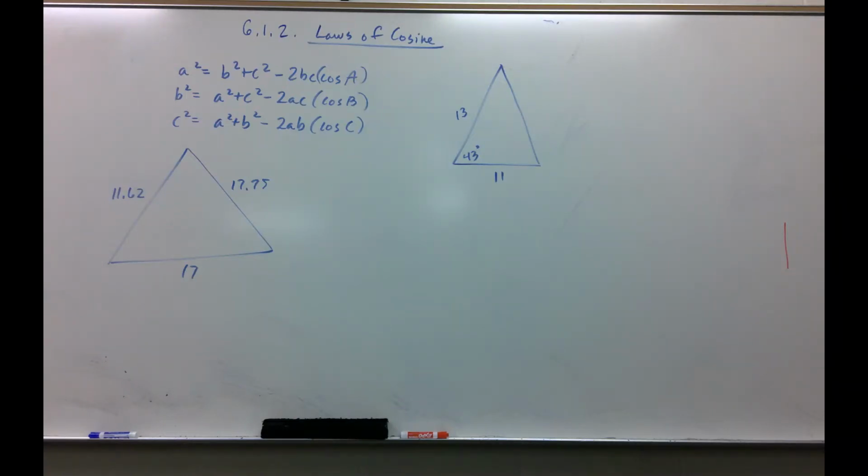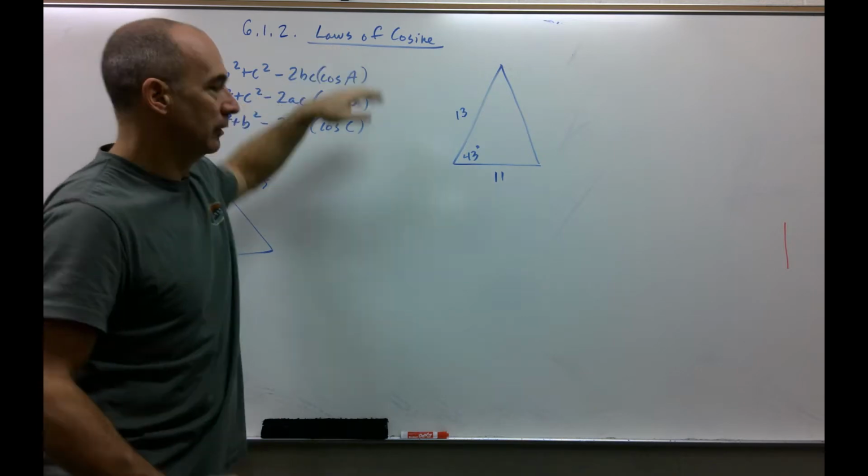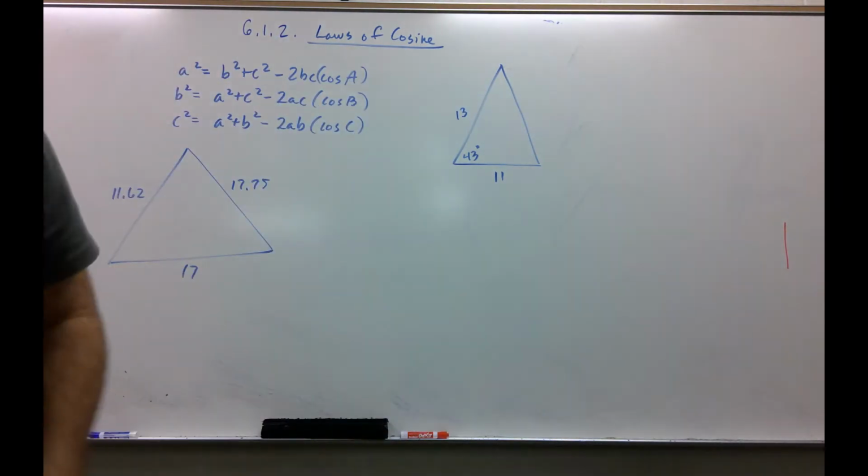Piggybacking 611, law of sines, is 612, law of cosines. Why do you need both of them? Well, I'm glad you asked that question.